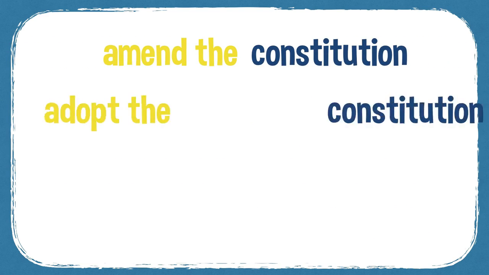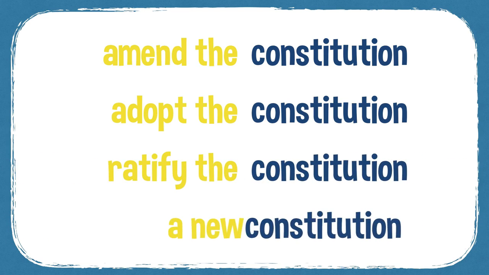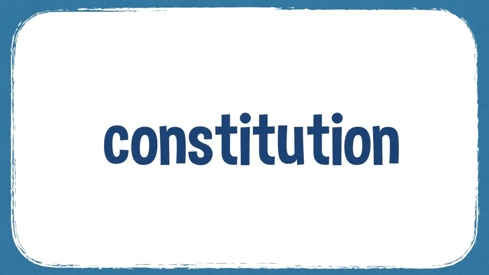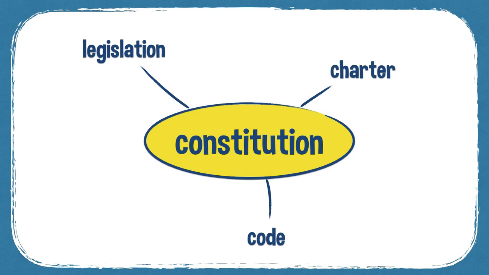You can amend the constitution, adopt the constitution, ratify the constitution, and you can have a new constitution. These are common collocations. And of course, constitutions is the plural. Constitutional, you can have as well unconstitutional. So something can be unconstitutional. So those last two, constitutional, unconstitutional, are adjectives. And some synonyms for constitution: legislation, code, charter.